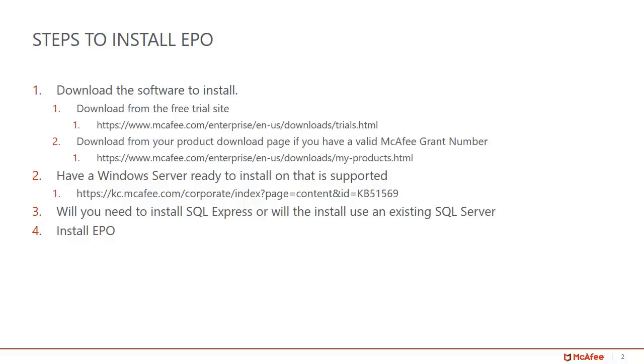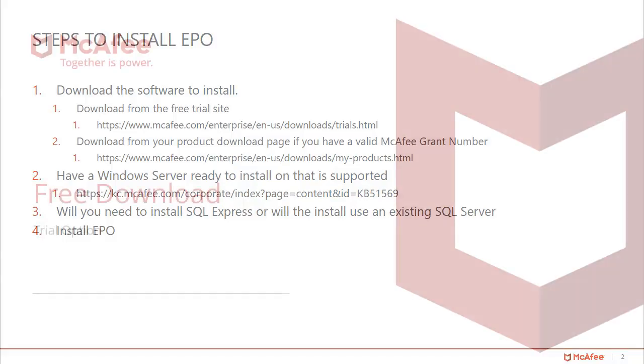One, if you're not a customer with a valid grant number, you can go to our free trial download site, which I'll show you here in just a second. And then if you are a customer with a valid grant number, then you can go to the downloads product page and download the product there as well.